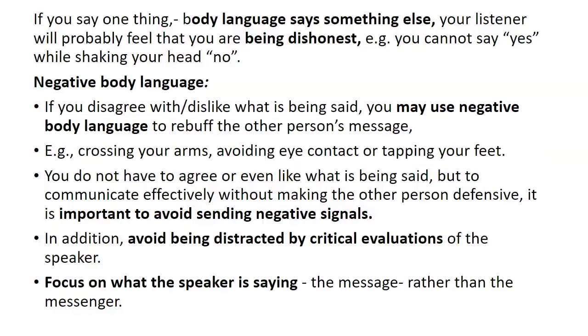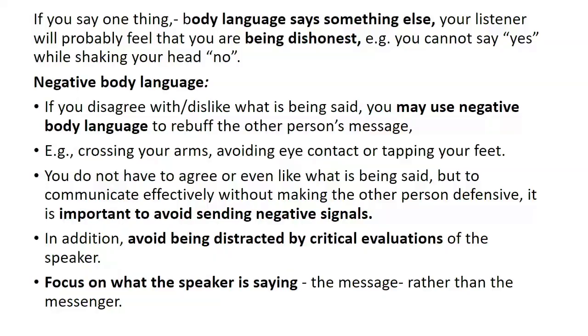Then there's also the aspect of negative body language. Sometimes we don't like what the other person is saying, and subconsciously we use negative body language. For example, we cross our arms, or we avoid eye contact, or we tap our feet. So here it's important to remember that even if we don't agree with what is being said, we should be careful that we don't start acting defensive and that we don't send negative signals. In addition, we must try not to be distracted by making a critical evaluation of the speaker.